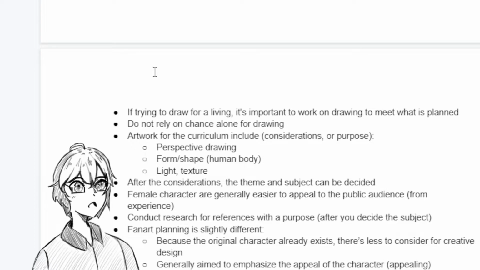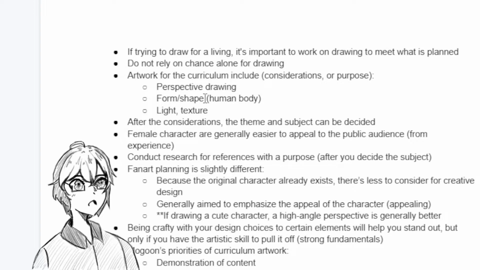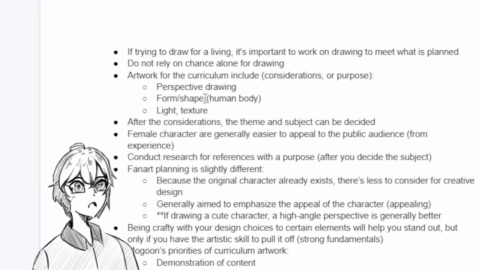And Mogoon kind of uses the artwork for the curriculum as a basis for his own considerations, and he kind of walks through the considerations that he went through when designing the artwork for this class, which include perspective drawing, form and shape, or really the human body, and then light and texture. After the considerations, the theme and the subject can be decided. So he kind of works through this idea of, first and foremost, what considerations do you know for sure your project or your illustration really has to include? And from there, you can kind of decide the theme and the subject.